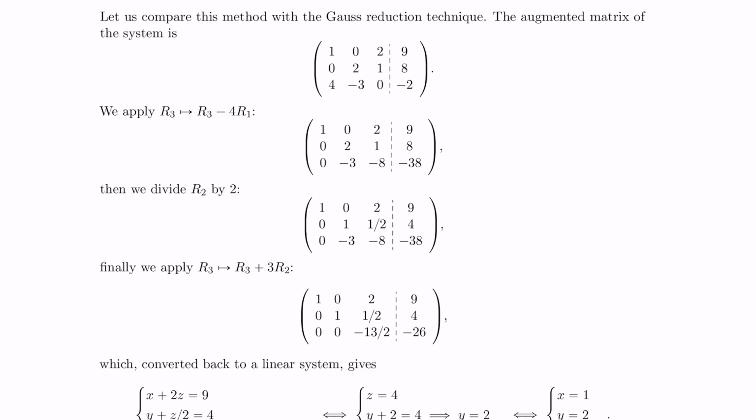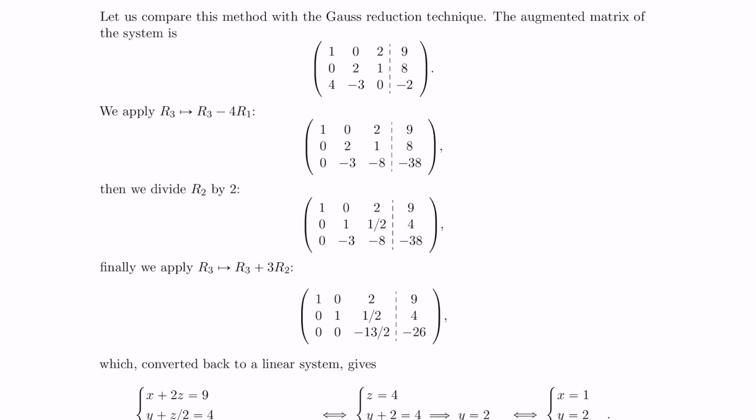In the next page, I compare Cramer's rule with the Gauss reduction technique. Of course, we must obtain the same result. You know how to play with the reduction technique. The first thing that we have to do is to build the augmented matrix of the system, and then you have to reduce it in row echelon form.